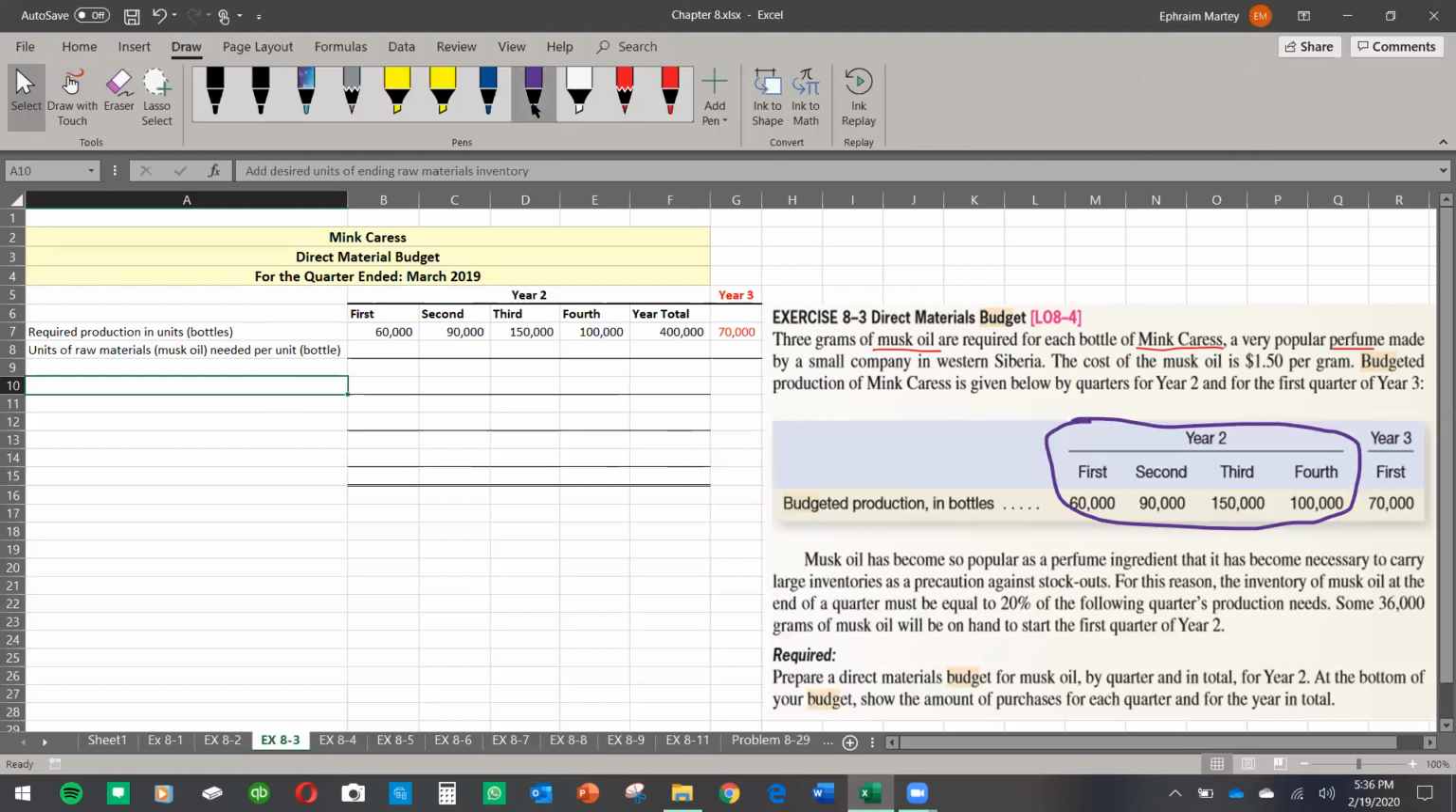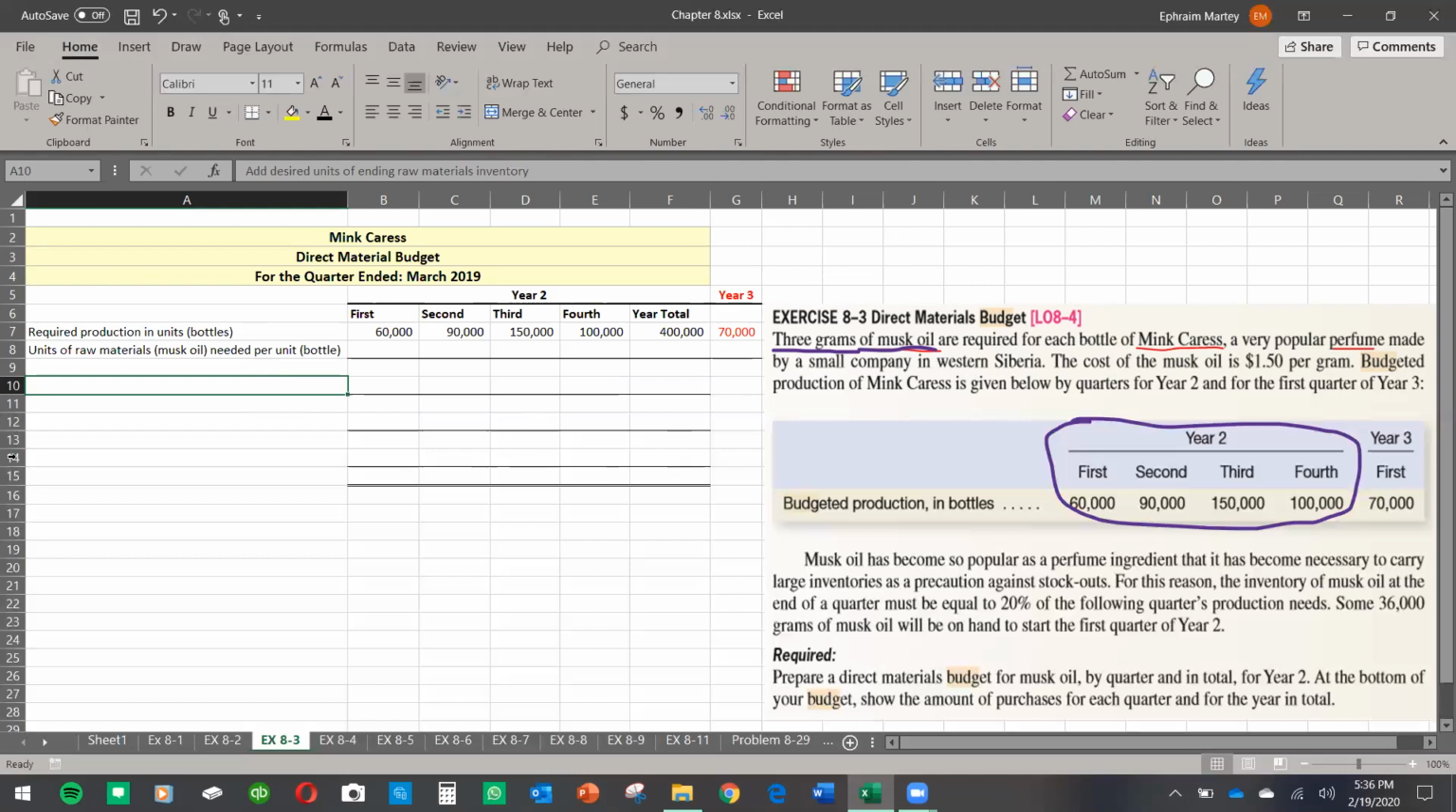As we look at the problem we have been given, it says 3 grams of musk oil are required for each bottle. So that means we need 3 for each bottle. We need 3 grams of musk oil for each of the 60,000 bottles we want to produce in the first quarter, and so forth. Now we find how many units will be needed.